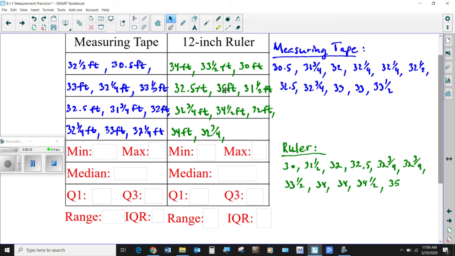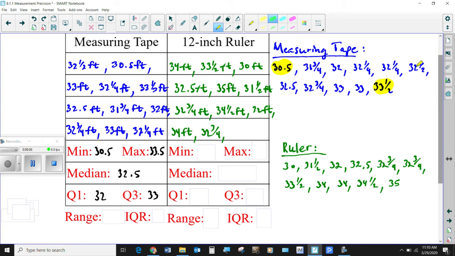Looking at the measuring tape, let's see what the minimum is. It was 30.5. The maximum was 33.5, and the median right in the middle is 32.5. The first quartile was 32. The third quartile was 33. Let's go ahead, and I'm going to highlight these and refresh your memories of how we find each one of these data pieces. The minimums and the maximums are easy to find. The median is the number exactly in the middle, since we have 1, 2, 3, 4, 5, 6, 7, 8, 9, 10, 11 groups that measured.